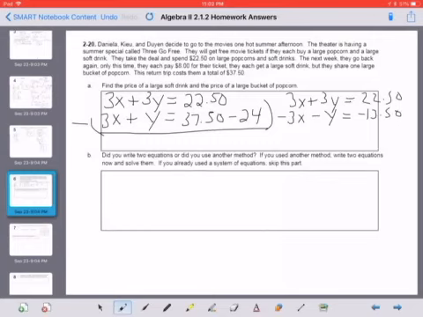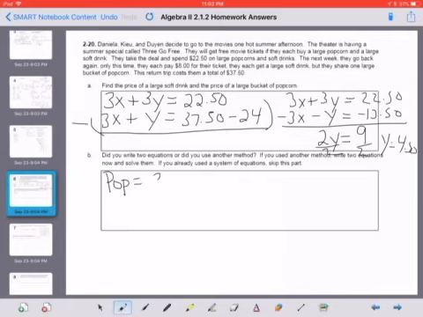So now when I add my two and use the elimination method, I end up with 2y equals, what did I get 2y to equal? 2y ends up equaling 9, dividing by 2, so I know that y equals $4.50, which is my popcorn. So I'm just going to write it down here. My popcorn equals $4.50.